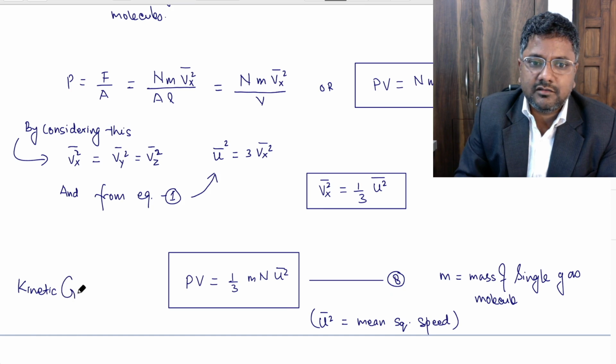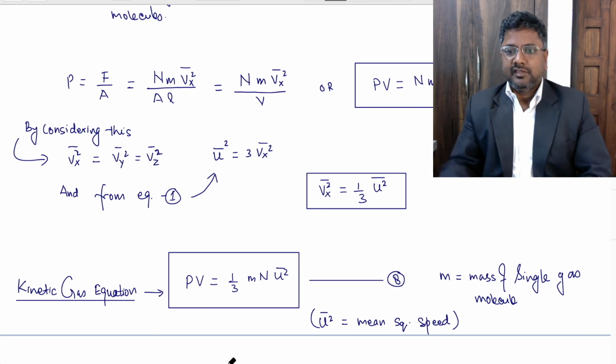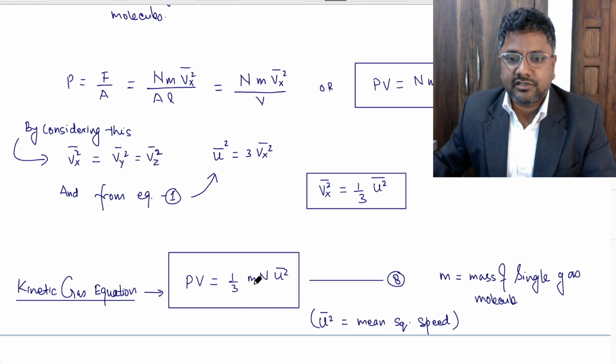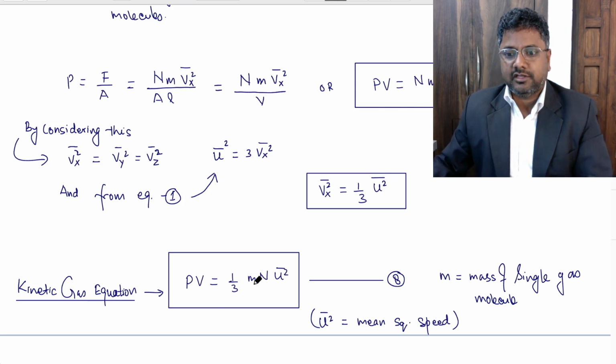Kinetic gas equation, right? This is called the kinetic gas equation. So by using this, you can calculate the pressure of gas molecules, or the pressure exerted by the gas molecules, right? Good.